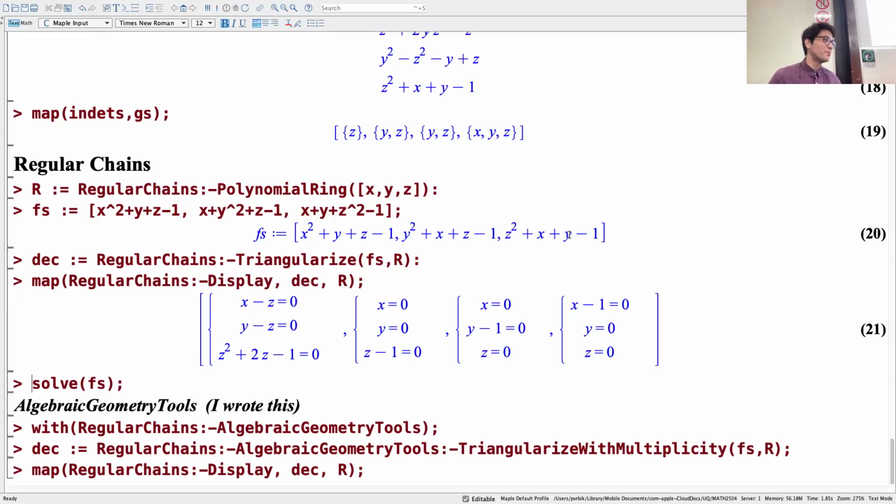Let's think of a different problem. Parabola, that's degree 2. Line, that's degree 1. How many solutions do you expect in that setting? 2. 2 times 1, not 2 plus 1, which would have been 3.